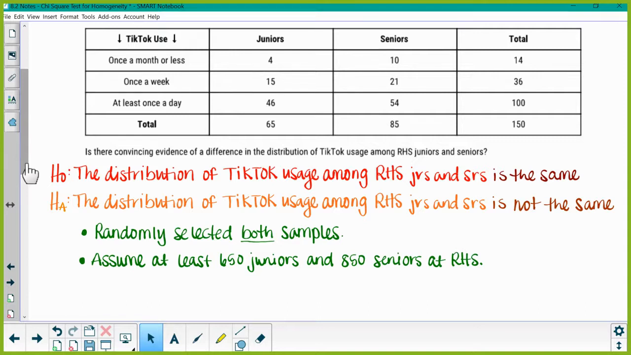Now, expected counts. So once you get into two-way tables, going through the model of drawing out the same table and filling it in with expected counts does get to be a little time consuming. And if you happen to get a chi-square test on an FRQ, it's not the one you want to spend a lot of time on. It's one that you want to get in, get out, be done.